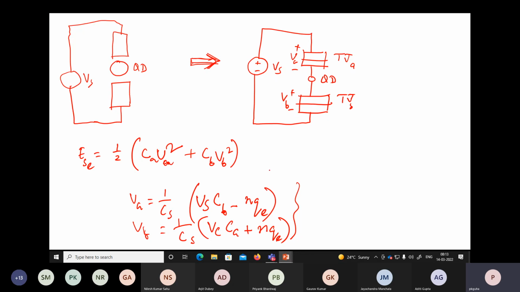From there we considered what happens if we transfer one electron from junction B to the quantum dot, and we ultimately found the change in total energy. We put the VA and VB values here, and we got the stored energy as CACB Vs square plus NQE whole square. So that was the stored energy.